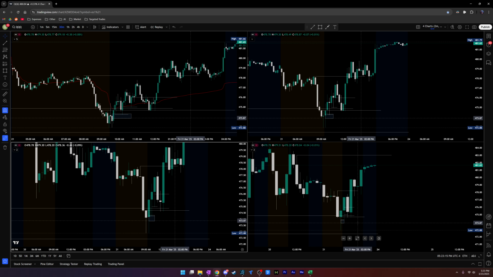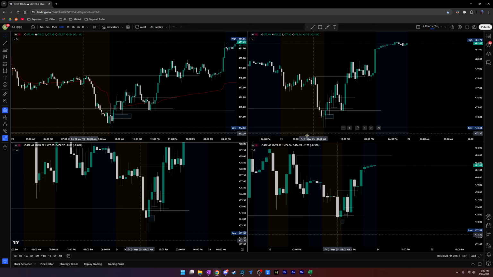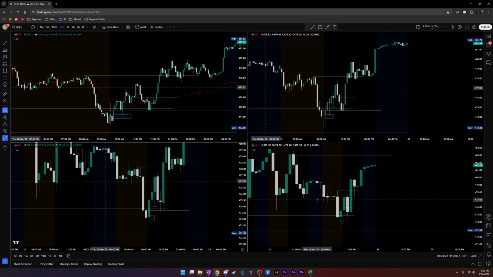But yeah, just focus on a liquidity sweep on a higher time frame, and then you can zoom in into shorter time frames. 30-minute, 15-minute, 5-minute, 1 minute. Ideally, I focus on 5 or 15-minute if I'm day trading.